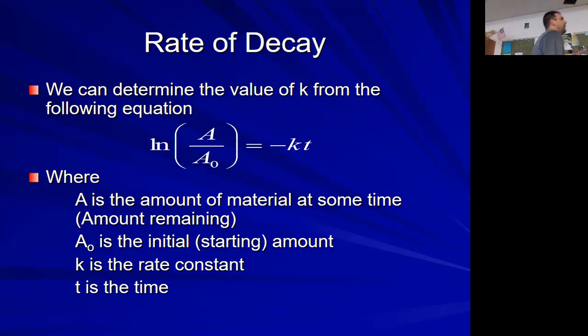The reason why it's negative: anytime you do ln of a smaller number divided by a bigger number, it's going to be negative. If your ln, when you solve it out, isn't negative, something is wrong. So your answer for k is always going to be positive, but that negative is in there to make sure of that. It is extremely important when you're looking for A or A0. We'll work some examples of this. We good?